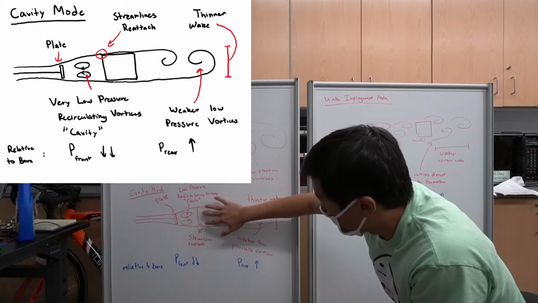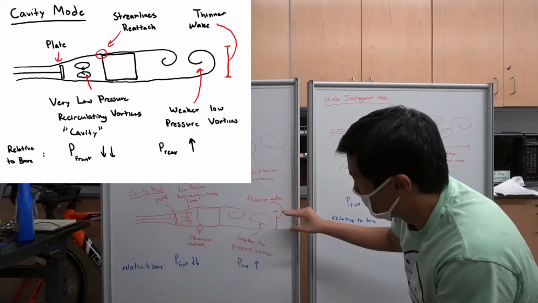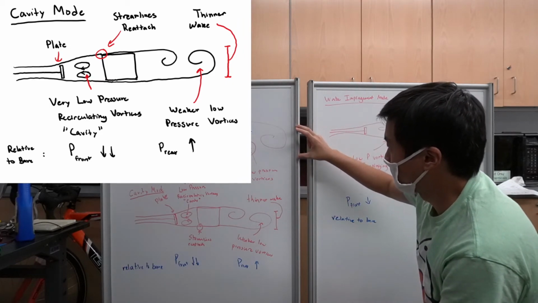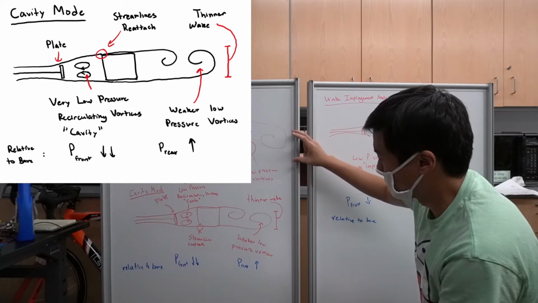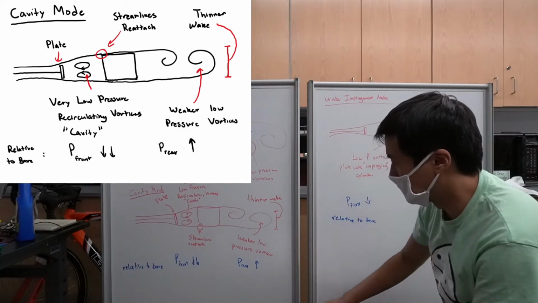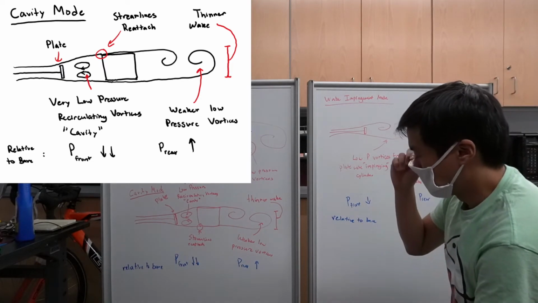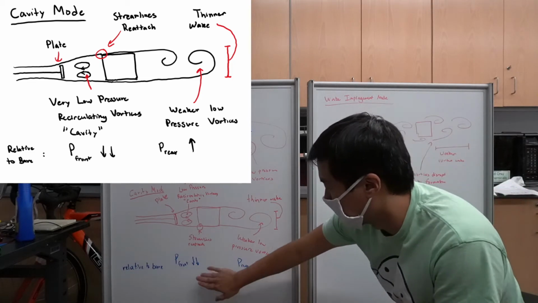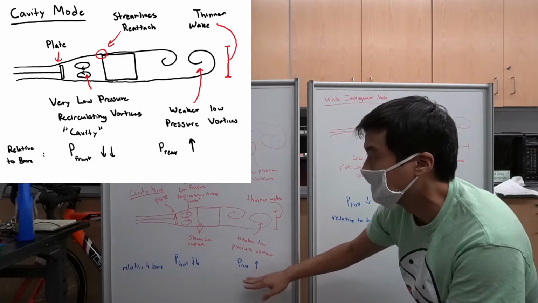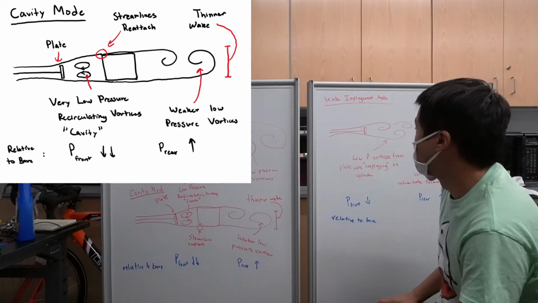These streamlines attach to the corners of the square cylinder and stay attached. And because they stay attached, our wake here is thinner compared to our wake for the bare cylinder case. And because it's a thinner wake, we create weaker low pressure vortices on the back face, which increases our pressure on the back face relative to our bare cylinder case. And so the combination of lowering the pressure on the front face and increasing the pressure on the back face causes a significant drag reduction for the cavity mode.